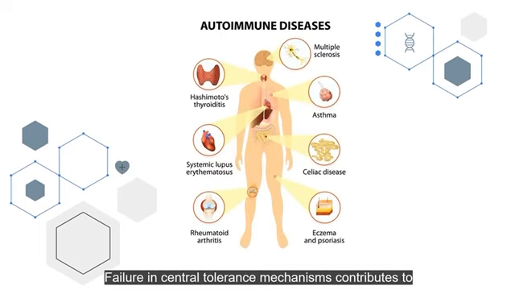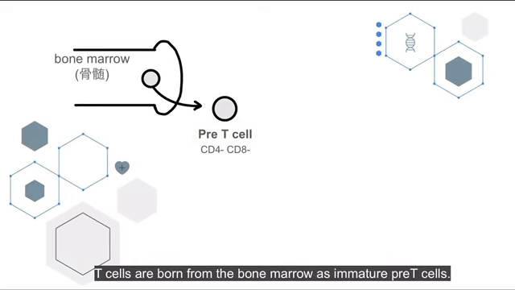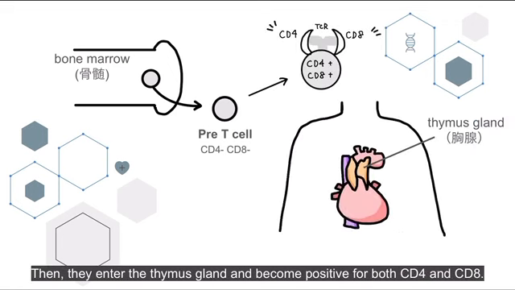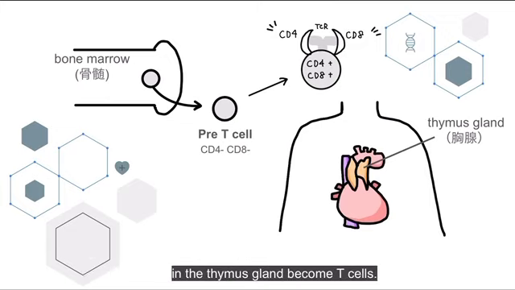Failure in central tolerance mechanisms contributes to the development of autoimmune diseases. T cells are born from the bone marrow as immature pre-T cells. Then they enter the thymus gland and become positive for both CD4 and CD8. Of these, only those cells that survive the two stages of selection in the thymus gland become T cells.